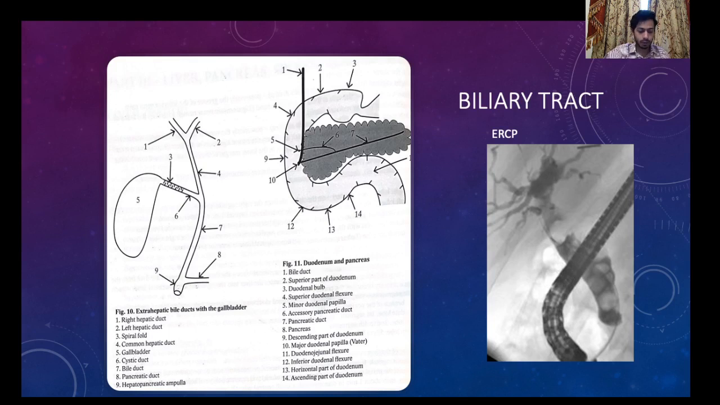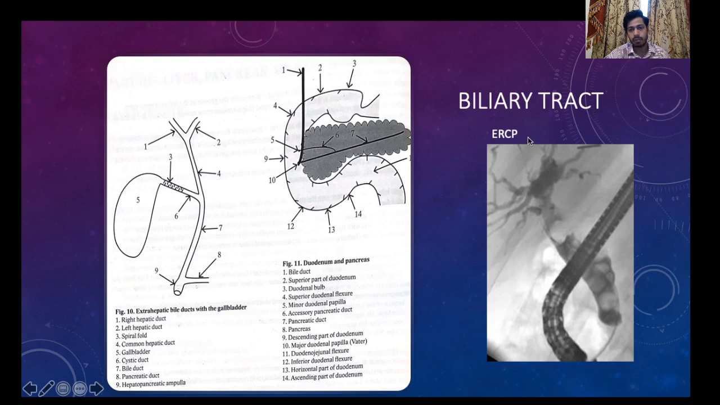And you can also cut the valve, because there's a valve here by the hepatopancreatic ampulla. It's not a valve, it's actually a sphincter. So you can do a sphincterotomy, which is opening up the sphincter to allow the stones to pass, and you can pass those stones when you defecate.